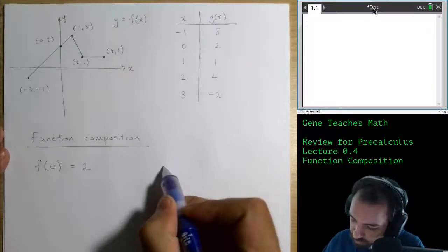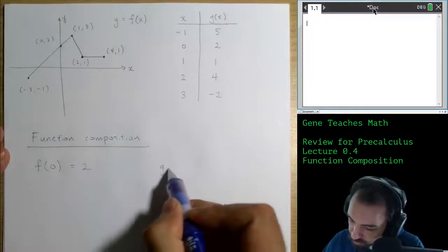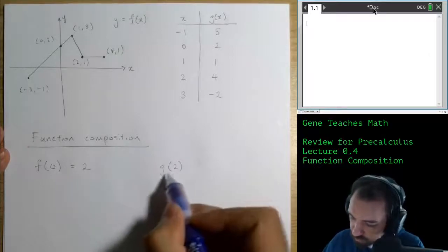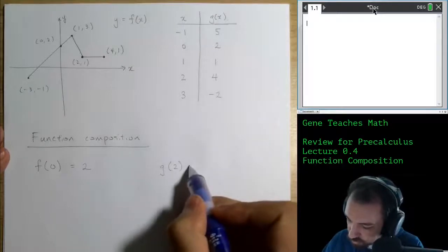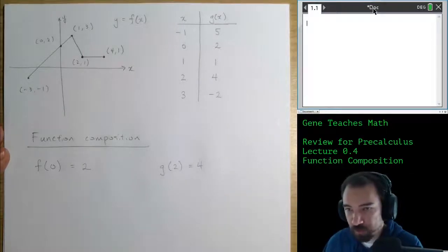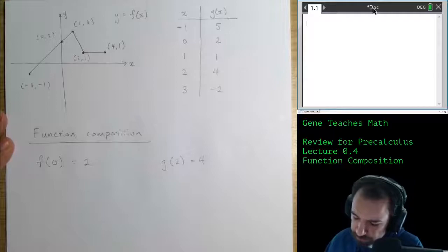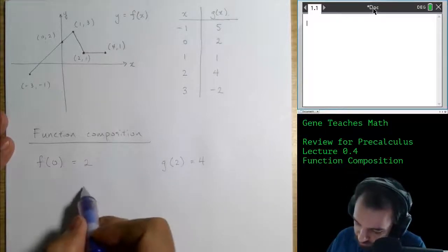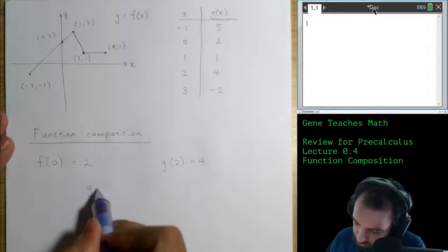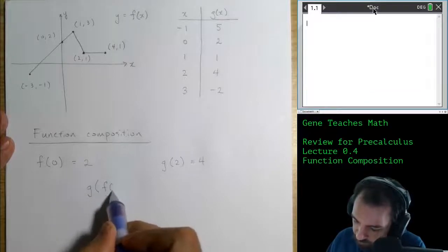And we could also ask questions like, what is g of 2? Well, it turns out g of 2, in the table, the input is 2, the output is 4, so we'd say this is equal to 4. So far, so good. We know how to do that stuff. Now today, I would like to ask the question, what is g of f of 0?